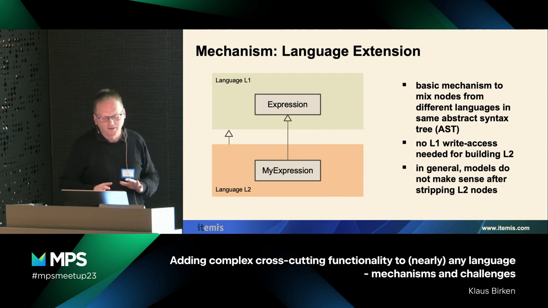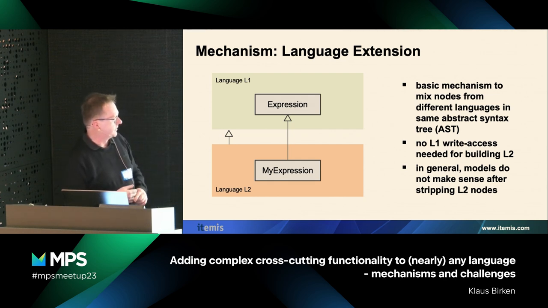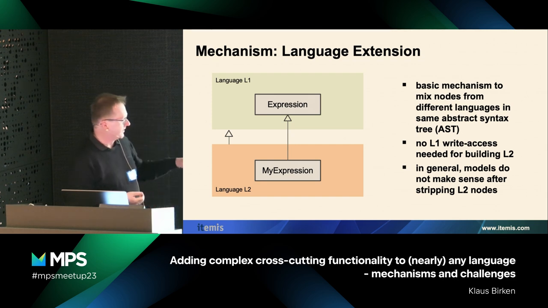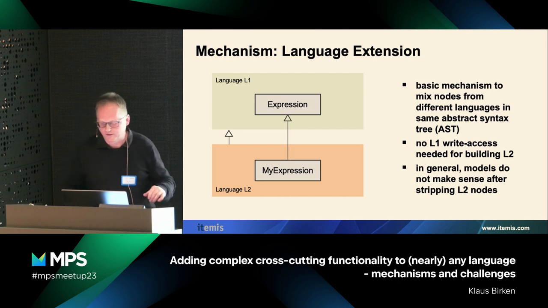One additional thing: if you have models built for this construct, then you usually cannot just remove all the L2 concepts or L2 nodes from the model. Then it's out of order, usually. Because those L2 things mean something, like in this example, where you have an expression and an extended expression. If you remove it, then your model cannot be used anymore. This is a very strong coupling.